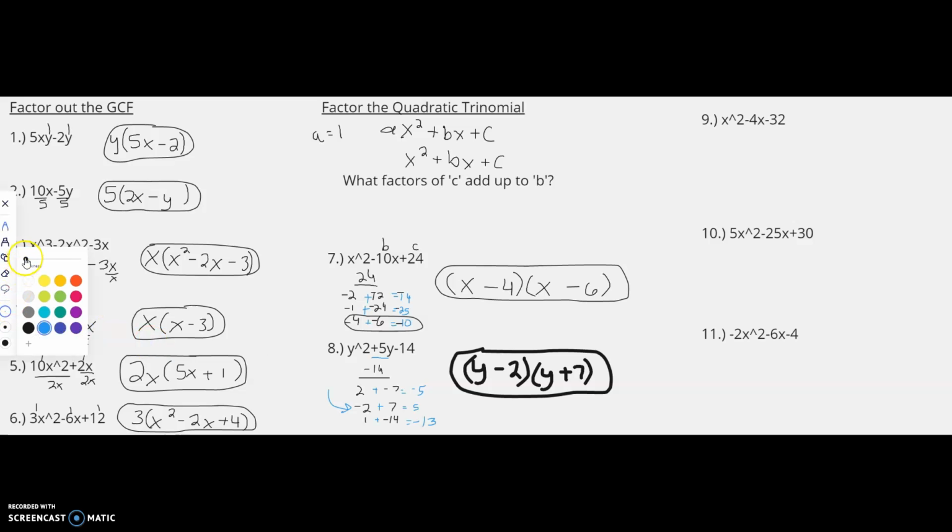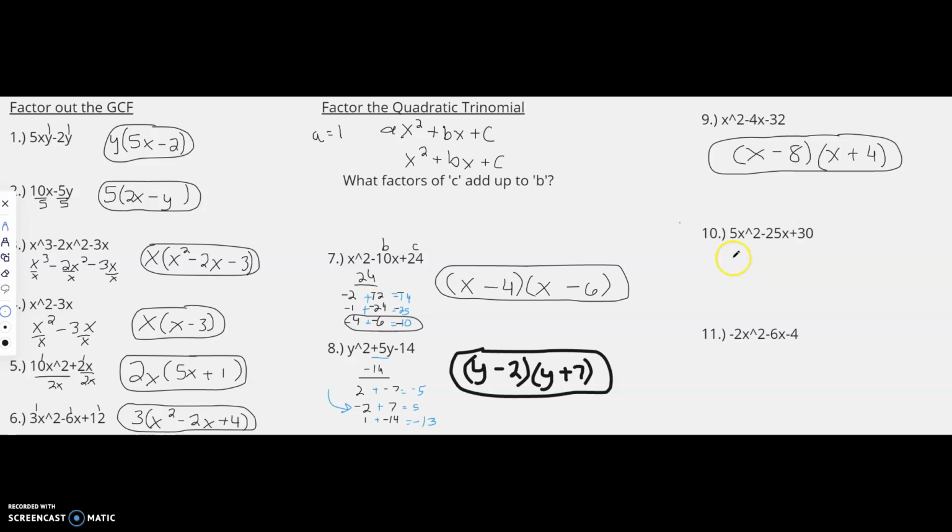All right, let's get back to the normal thickness here. Okay, look at number 9. X squared minus 4x minus 32. And the question is, what factors of negative 32 add up to negative 4? Well, negative 32, you can get that with a minus 8 and a plus 4. They multiply to give us negative 32, but if you notice, if we added these two together, negative 8 plus 4, we'd have a negative 4. This is the combination that works. It's a little bit of trial and error, a little bit of mental math to figure these out.